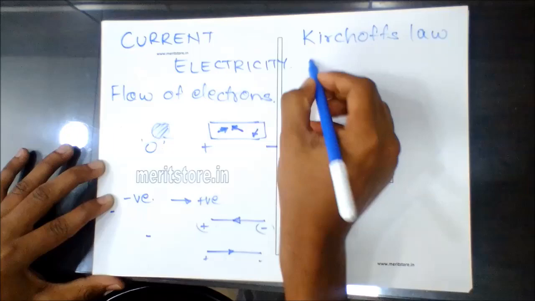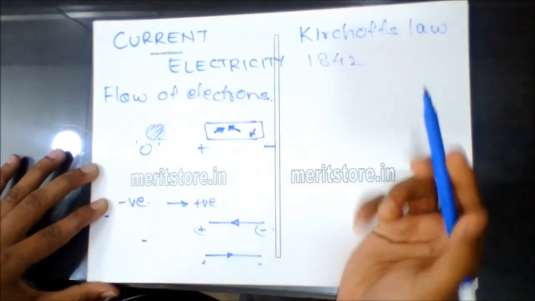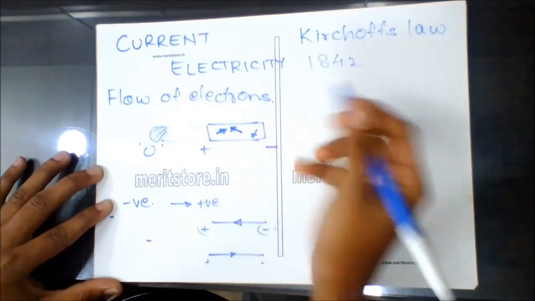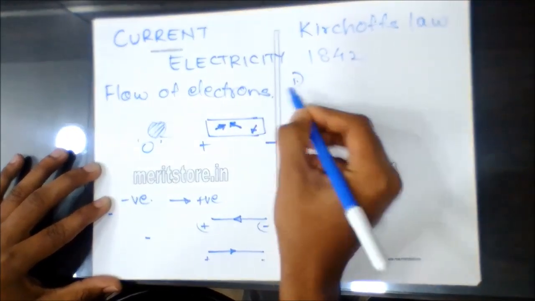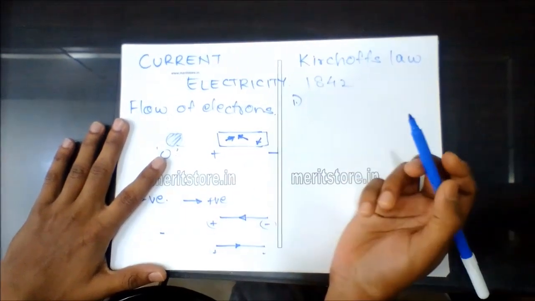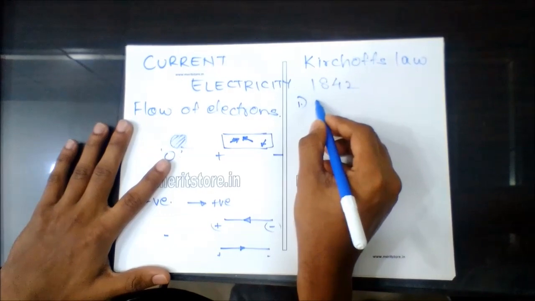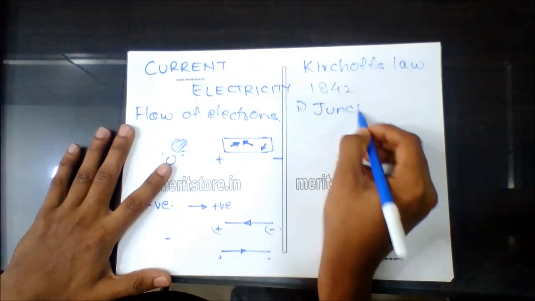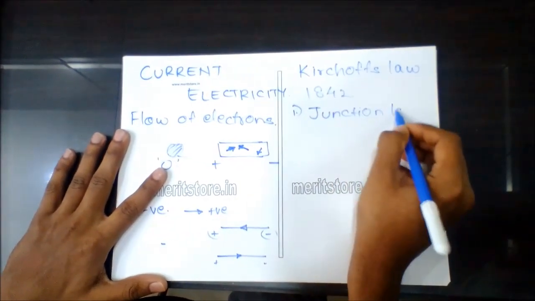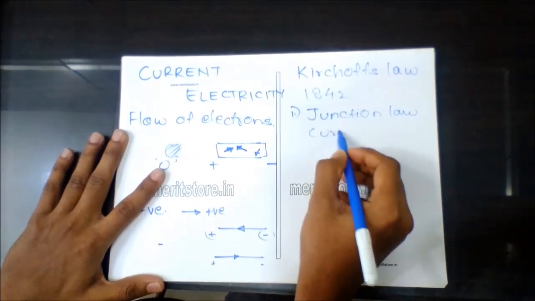In the year 1842, Gustav Robert Kirchhoff stated two laws regarding current. The first law is known as the junction law, or it is also called the current law.